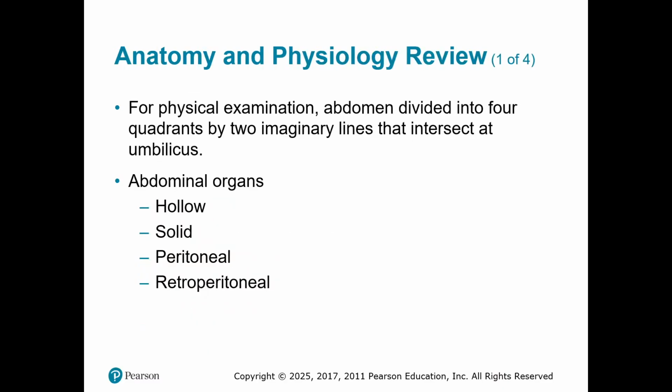Let's do an AEMT review of the abdominal area. It's divided into 4 quadrants by 2 imaginary lines that intersect at the belly button. Abdominal organs, some of those organs are hollow, some of those are solid, some of those are peritoneal, and then retroperitoneal.